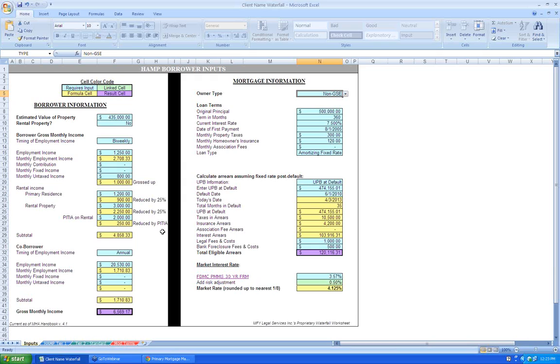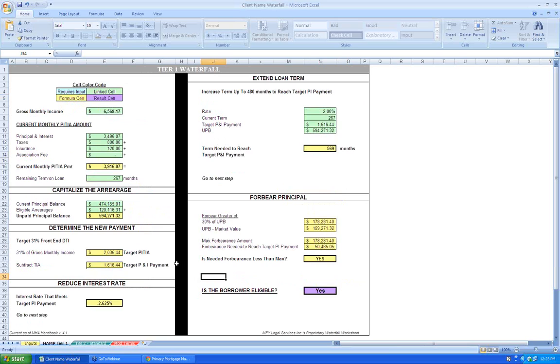So now I'm going to walk through the results, the outputs on these other tabs for a borrower with this information. So this is the HAMP Tier 1 waterfall. This should be really familiar, so I'm not going to go through it in too much detail, but basically we capitalize the arrearages, we take 31% of gross monthly income, and figure out how much of that can go to principal and interest. And then we go through the steps.